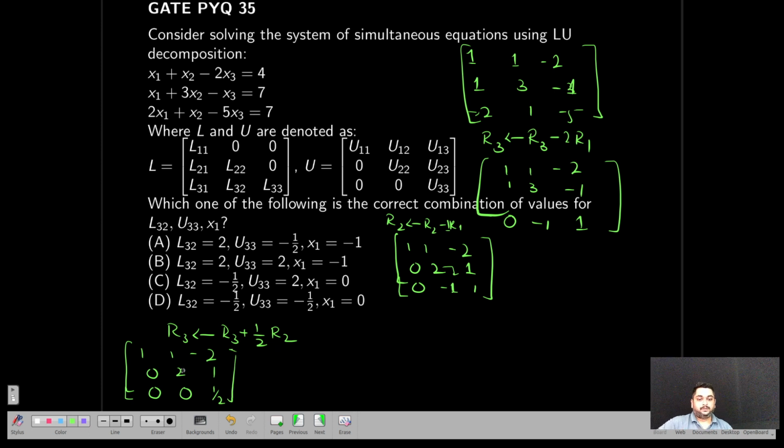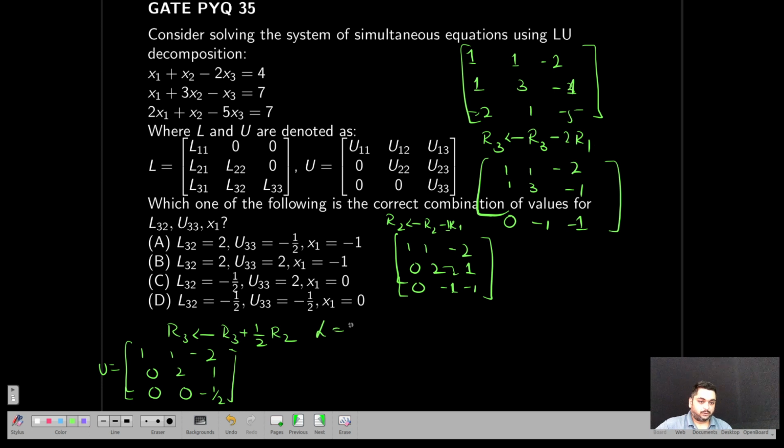Next. So this is my upper triangular matrix. Now, how will I do it? Here it is minus 5 plus 4 is minus 1. Okay, this is minus 1. This will be minus 1 by 2.